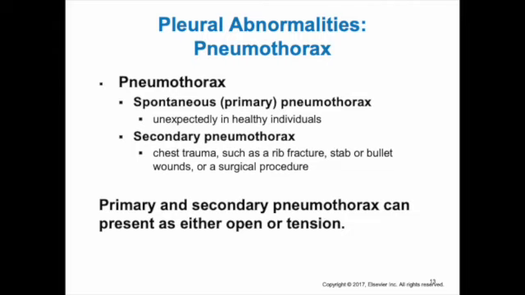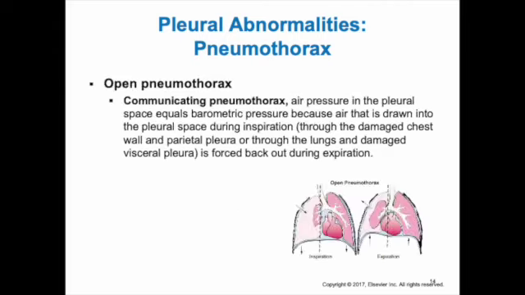Now, primary and secondary pneumothorax can present as either an open pneumo or a tension pneumo. An open pneumo is sometimes called a communicating pneumothorax. In a tension pneumo, the site of the pleural rupture itself is a single one-way valve that only permits air in during inspiration, but doesn't let any air escape during expiration. So I'll repeat that again in the upcoming slides. Okay.